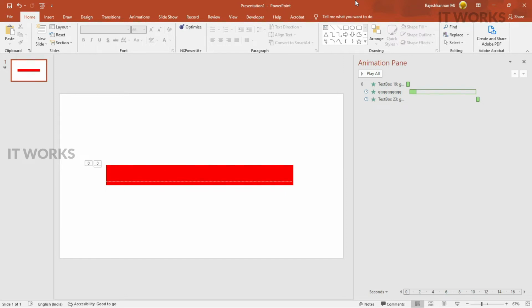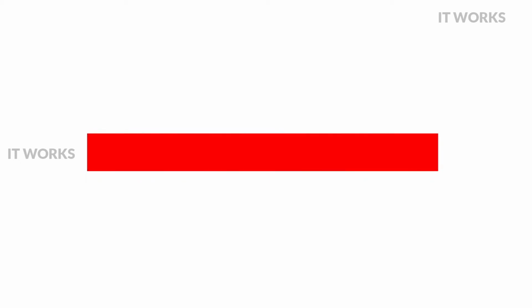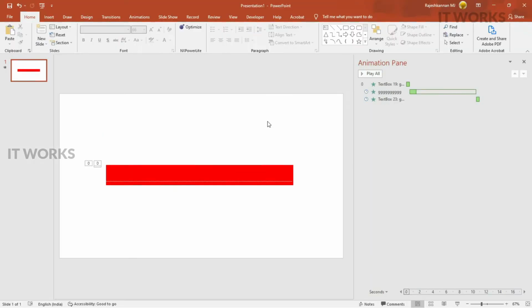Hi viewers, today we are going to see how to make a 10 seconds progress bar. So let's see how it really looks like. I'm pressing the F5 button. The progress bar goes until 10 seconds. Then after that, it completes with the red bar. So this is what we are really going to do in PowerPoint.